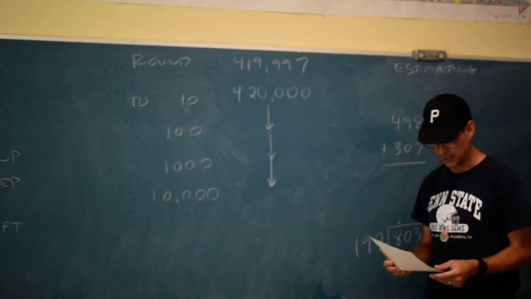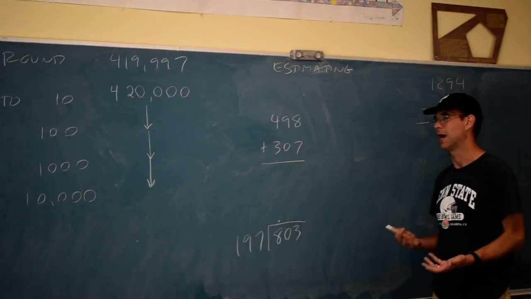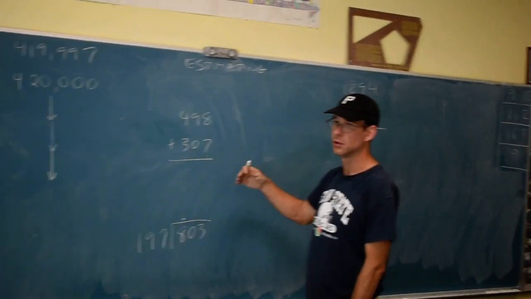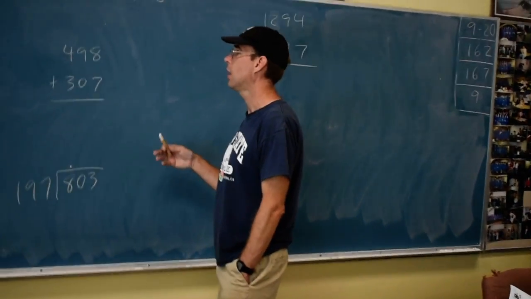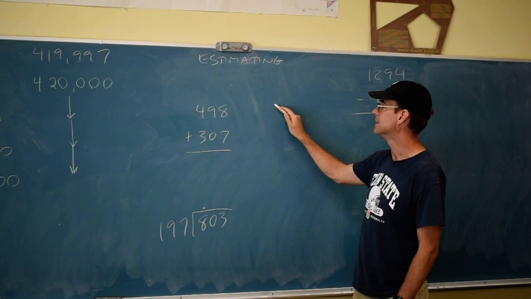Second thing we're doing that's like a subtopic of this is a thing called estimating. Estimating is using rounding to come up with answers that are about right. Okay. So if you don't actually care what the true answer is, but you're satisfied just getting close, that's what estimating comes in for. 498 is about 500.